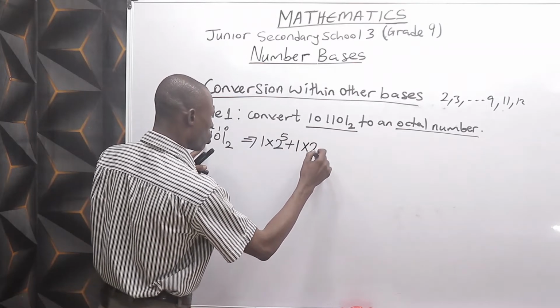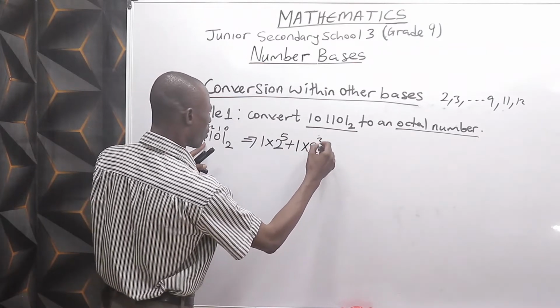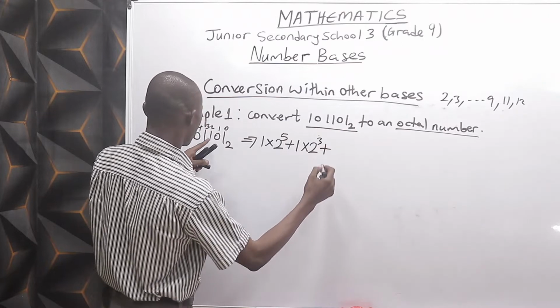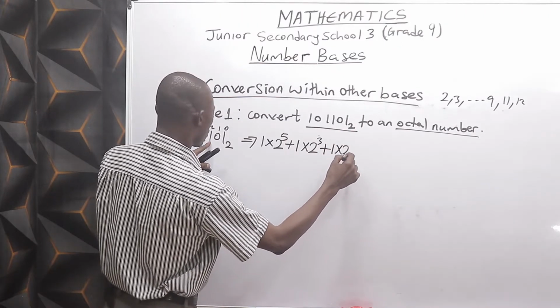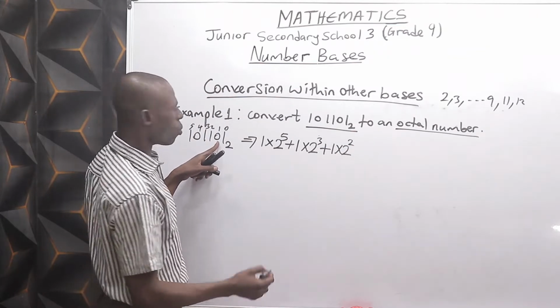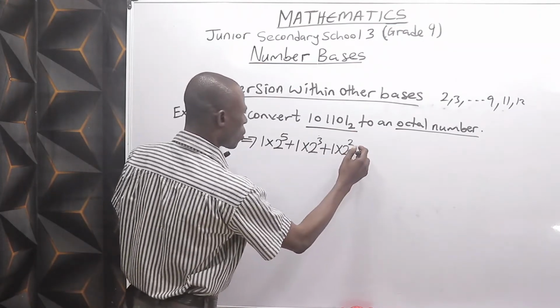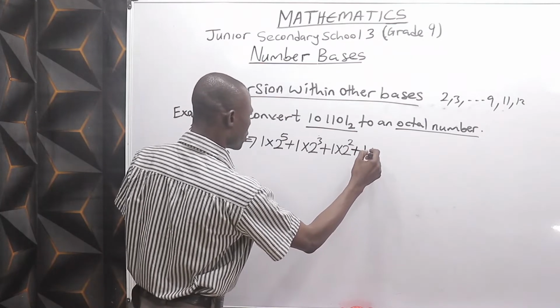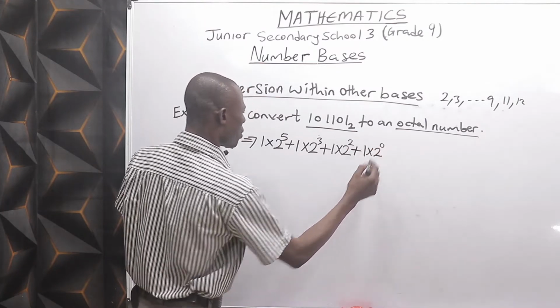1 times 2 raised to power 3 plus 1 times 2 raised to power 2. I skip the next 0, which carries power 1. So I now go to plus 1 times 2 raised to power 0.